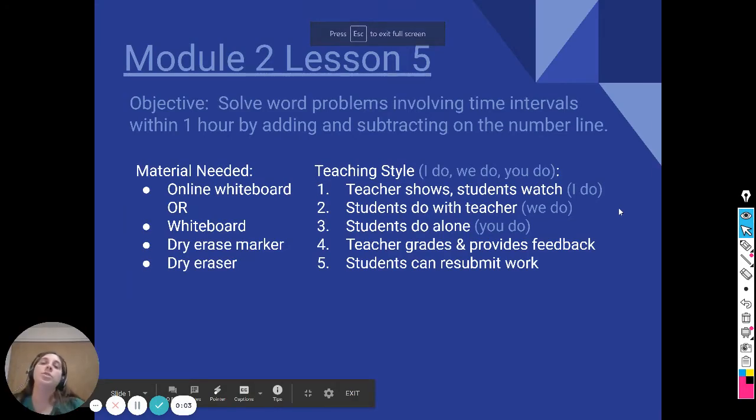Today we're doing Module 2, Lesson 5. Our objective is to solve word problems involving time intervals within 1 hour by adding and subtracting on the number line. The materials needed for today are your online whiteboard or your whiteboard, dry erase marker, and dry eraser. We'll continue to follow the teaching style where I do it, we do it together, and you do it on your own.